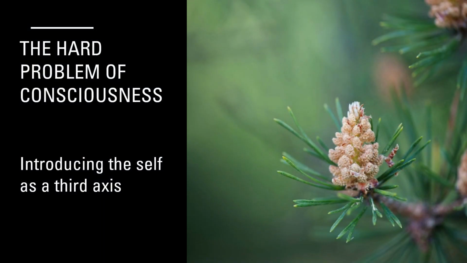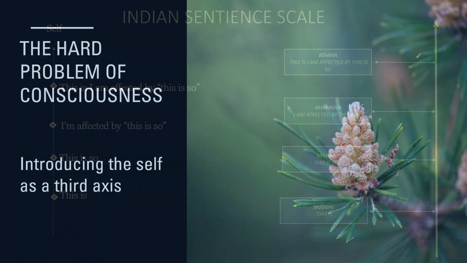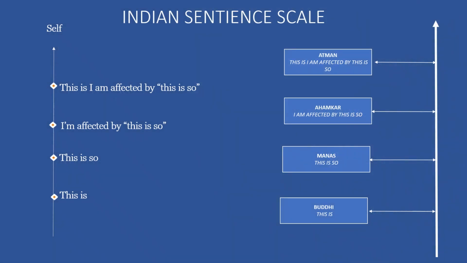The hard problem of consciousness: introducing the self as a third axis. The self-axis is scaled according to the traditional Indian sentience scale. Consciousness is a development from a direct stimulus relationship to a stage where the organism becomes self-aware.